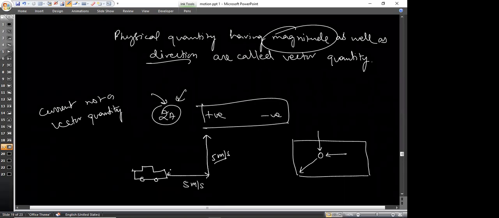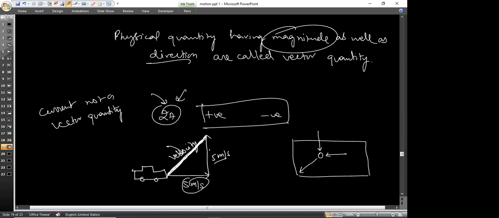Velocity will be calculated in this direction, because the car is moving 5 meter in this direction and 5 meter in this direction, so the net velocity is in this direction. The car is actually moving in this direction, so that will be 5√2 meter per second. We just have to calculate the net direction of the velocity. If the car is moving 5 meter per second in this direction and 5 meter per second in this direction, then its velocity will be this one.